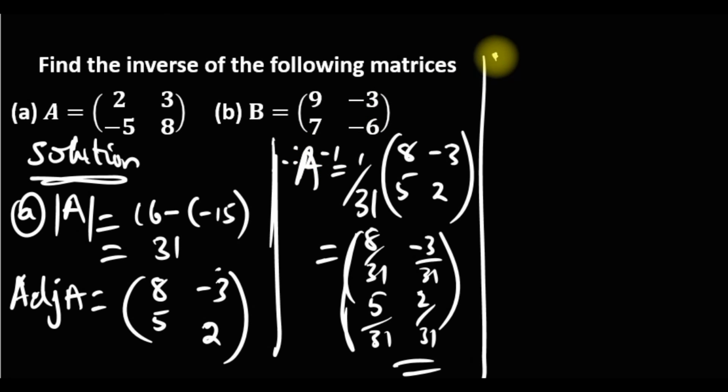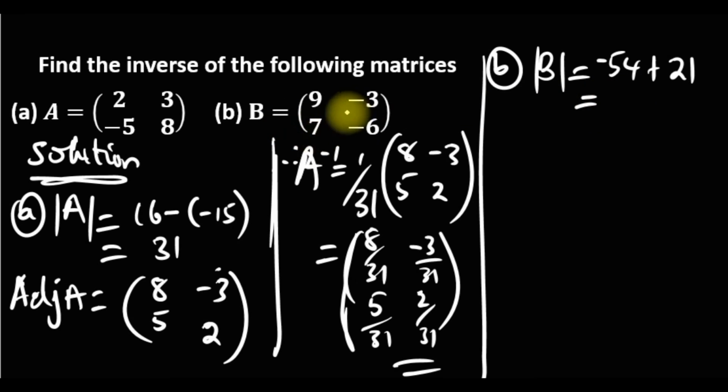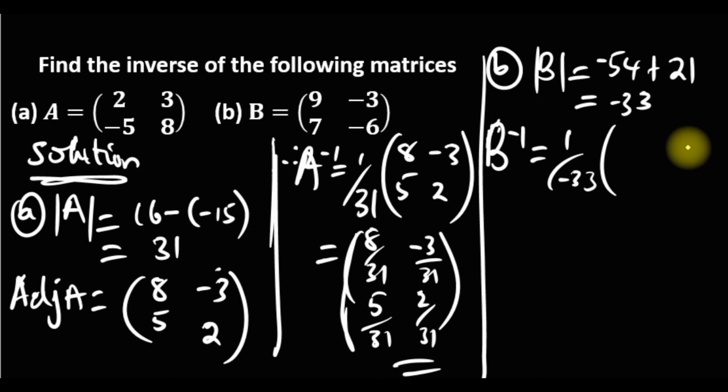Coming to the second one, we check again whether the determinant is 0. So we have minus 54, minus minus, that's plus 21, which is minus 33, not equal to 0. So it's invertible. So let's get the inverse now. The next thing is to get the adjoint, or maybe let's just solve directly. Therefore, our inverse is 1 over minus 33 times our adjoint, which is your swap, minus 6, 9, negate, minus 7, 3.